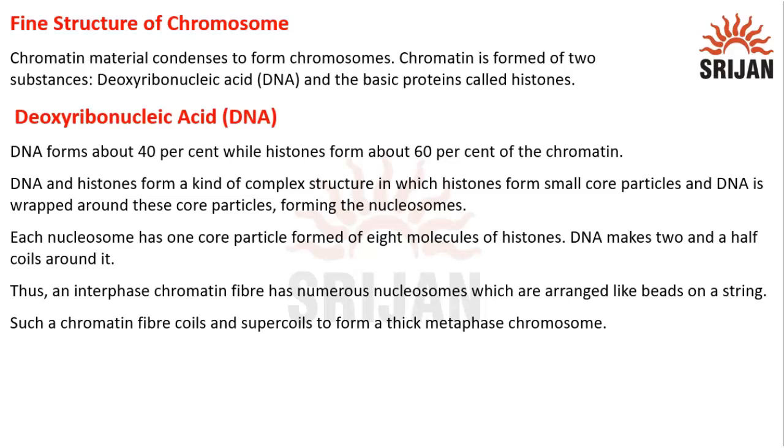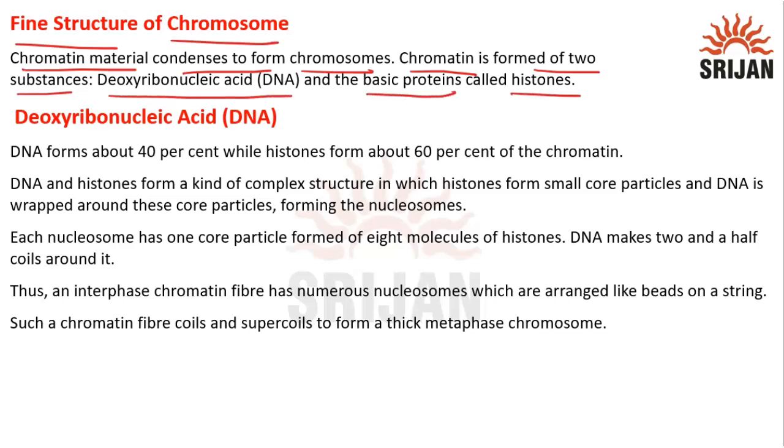In this video, we will learn about fine structure of chromosome. Now, chromatin material condenses to form chromosomes when the nucleus enters into cell division. Chromatin is formed of two substances, deoxyribonucleic acid, that is DNA, and the basic proteins called histones. DNA forms about 40% while histones form about 60% of the chromatin.